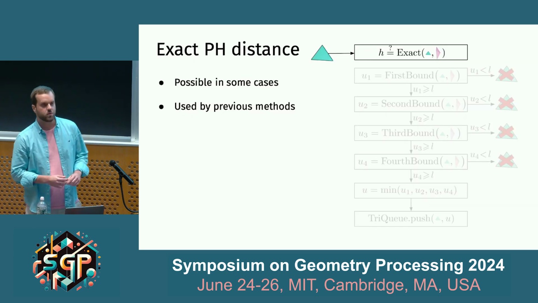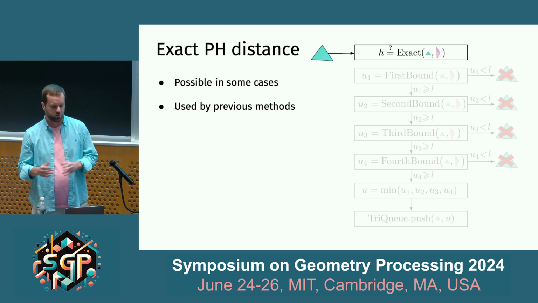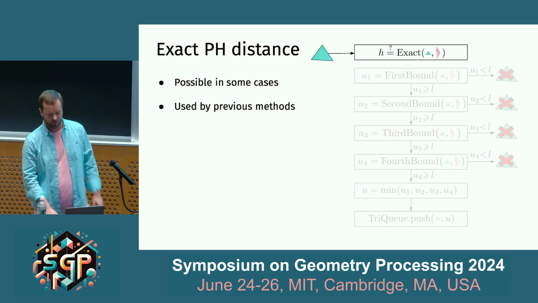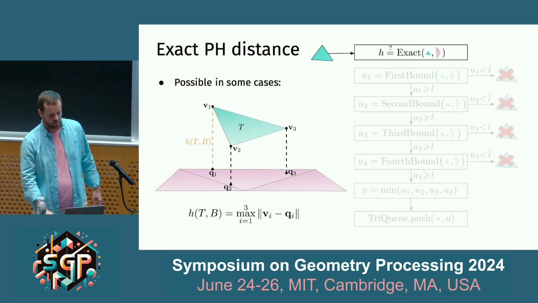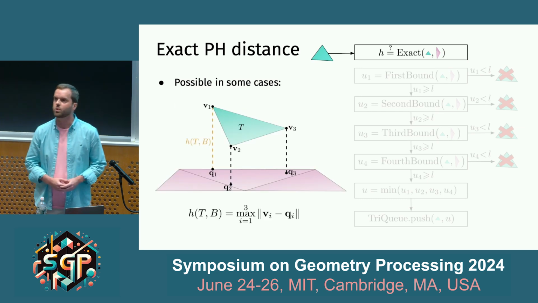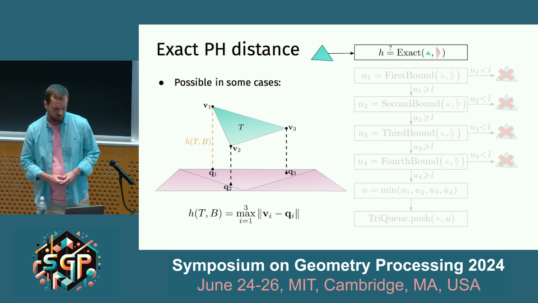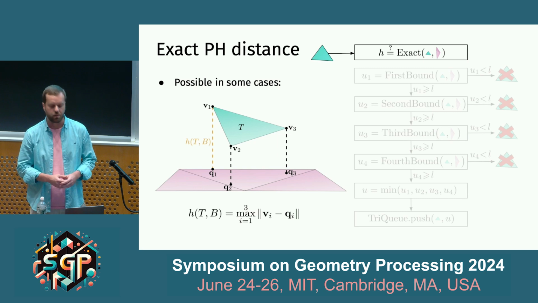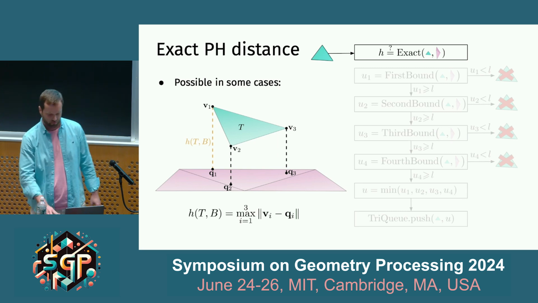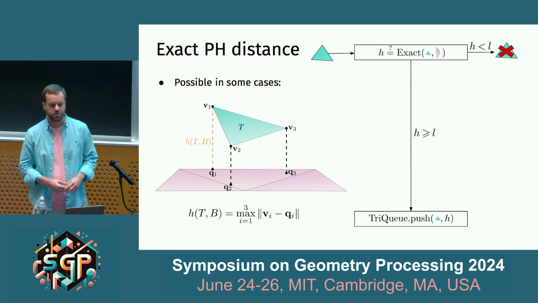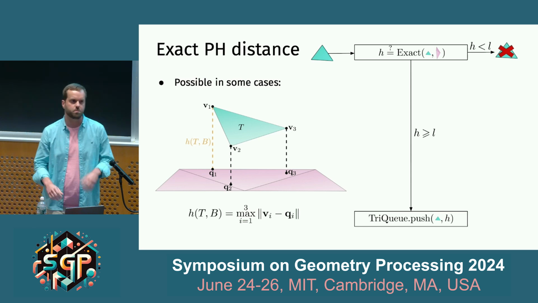When the exact Pompeiu-Hausdorff distance from a triangle to B is possible, we first calculate this distance and use it as an upper bound. This is the case when all vertices of T project to the same triangle on B. The exact Pompeiu-Hausdorff distance H is given in this case by the maximum of the vertex distances. The rejection or push into the Q is decided based only on H, since this is the tightest possible upper bound.